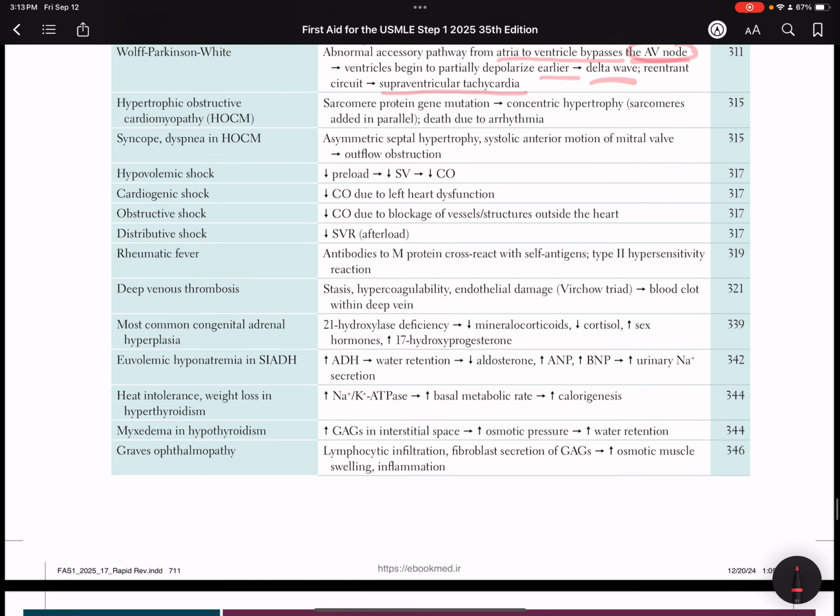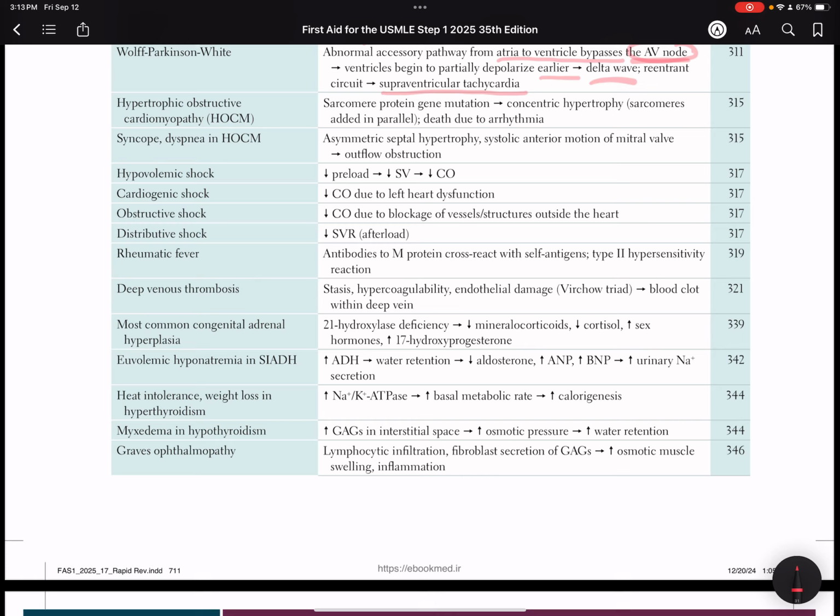Next condition is hypertrophic obstructive cardiomyopathy, HOCM. Hypertrophic obstructive cardiomyopathy is caused by sarcomere protein gene mutation. This is caused by concentric hypertrophy, sarcomeres added in parallel. Death is due to arrhythmia.